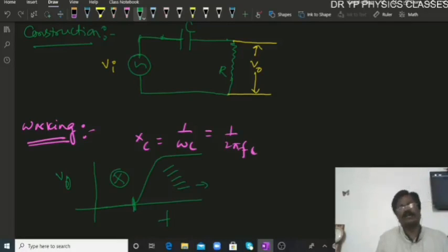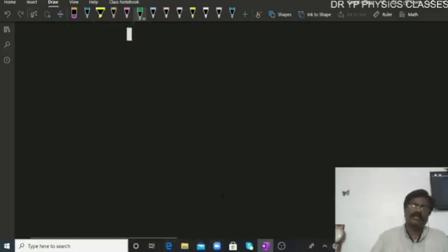So this kind of filter circuit is called the high pass filter. This frequency is the cutoff frequency, FC. Cutoff frequency. Is it clear now? What is the construction? How does it work? Why is it called the high pass filter? Because it allows only the higher frequency ranges and completely stops the lower frequency ranges.